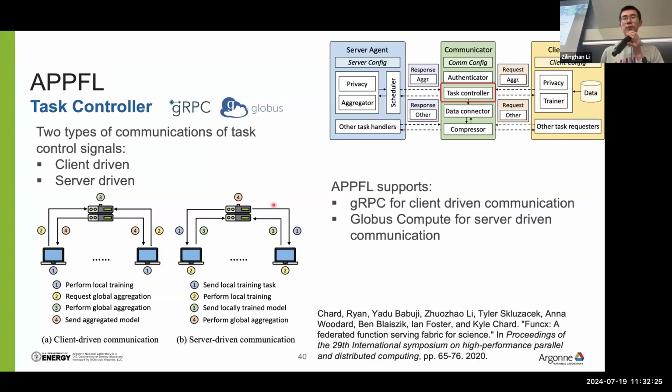So in our framework, we use gRPC for client-driven communication. It is essentially clients sending a remote procedure call to the server to do the aggregation or other types of tasks. And we use Globus Compute for server-driven communication. Globus Compute is kind of like a function-as-a-service platform where the server can say, I want a specific client to run this Python function for me, which does the training, and then I can collect the results back.